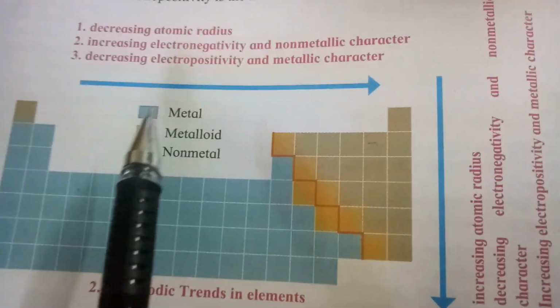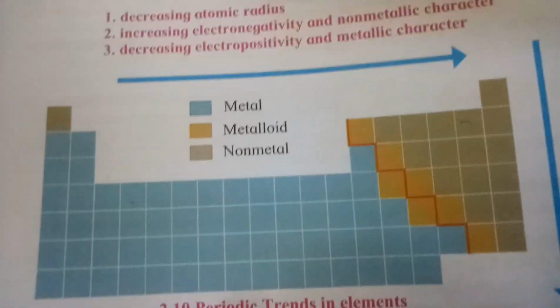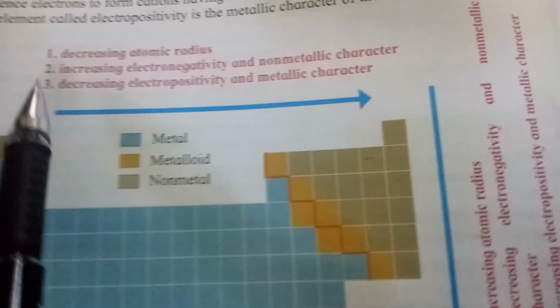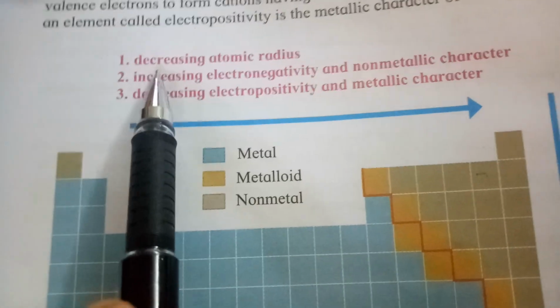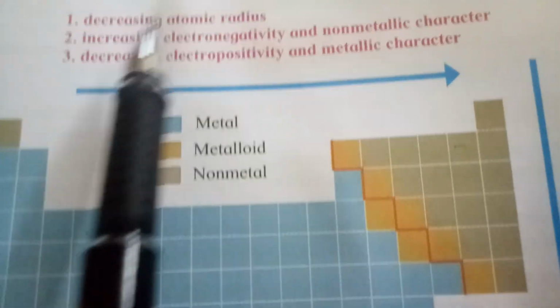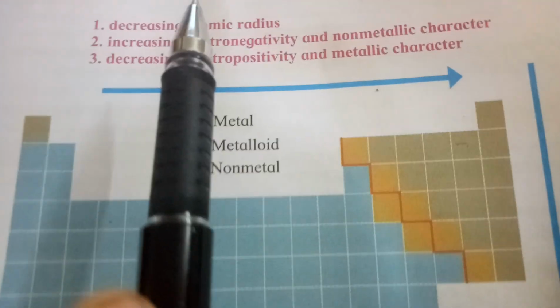Now let us see the electropositivity and electronegativity in this periodic trend. See, from left to right, there is a decrease in the atomic radius. Atomic radius goes on decreasing.